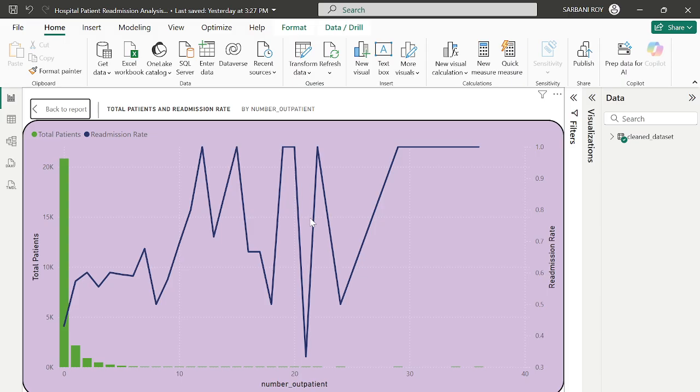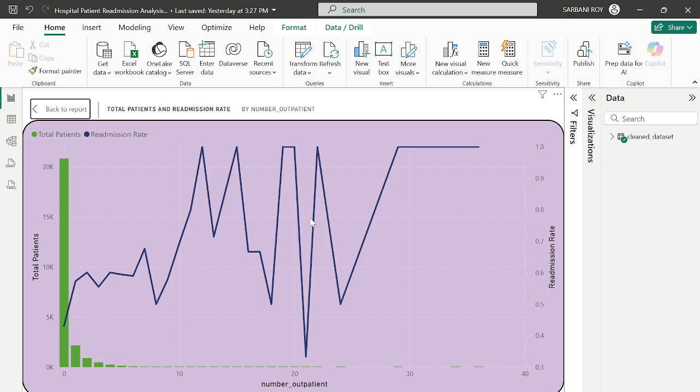The green bar at zero outpatient visits is extremely tall. This means most patients did not attend any outpatient follow-up appointments. They only visited the hospital when they required inpatient care or emergency treatment.